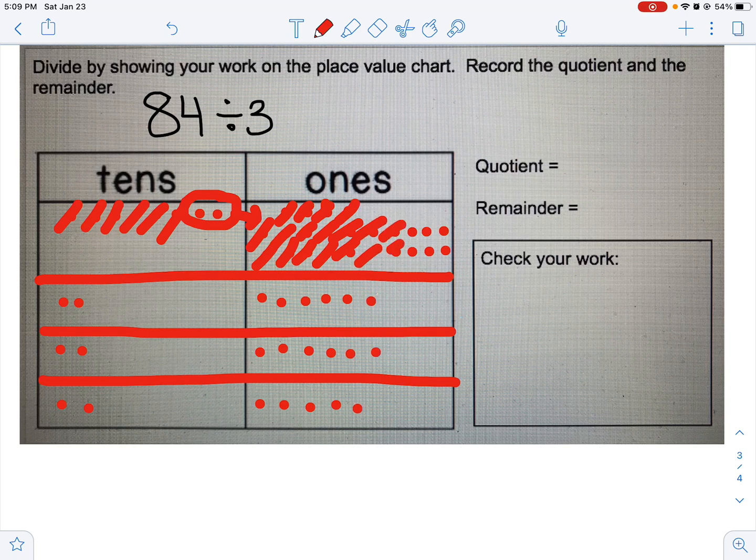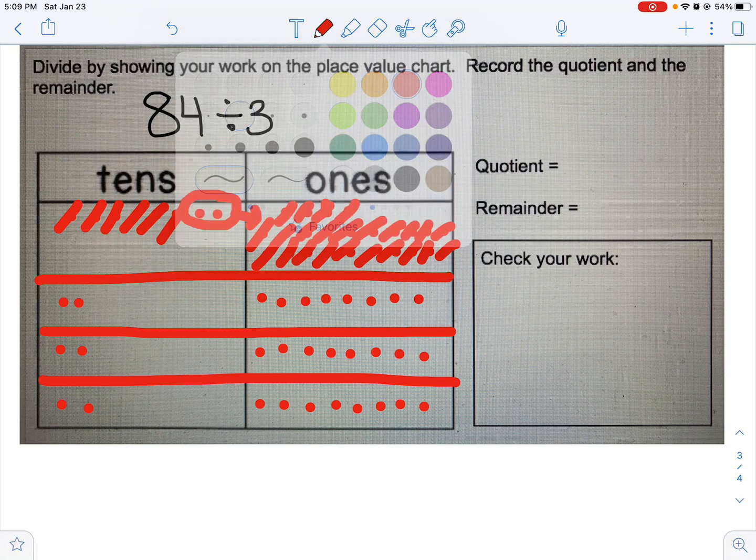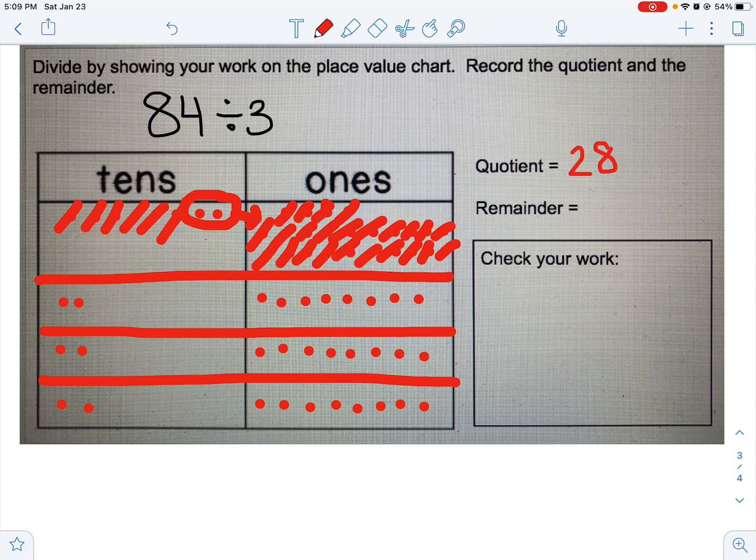Let's see if I do this right, guys. I think I'm going to get it. Perfect. My ones shared out nice and equally. No remainders in this case. Take a look at each row. I have 2 tens and 8 ones. So I think I've got a quotient of 28 and a remainder of 0.